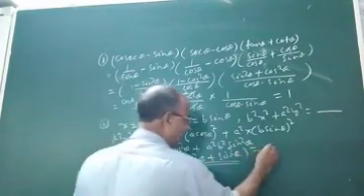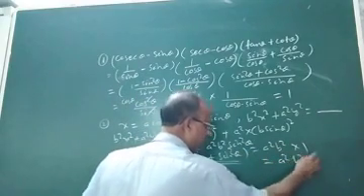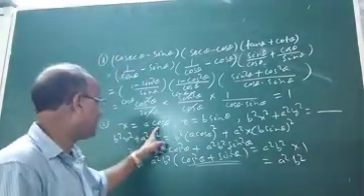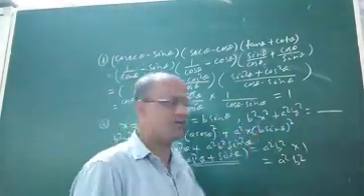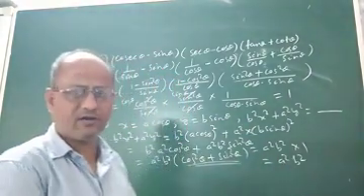So a square b square into 1 will be equal to a square b square. So if x is a cos theta and y is b sin theta, then the value of b square x square plus a square y square will be equal to a square b square. Okay. So in this manner you will solve.